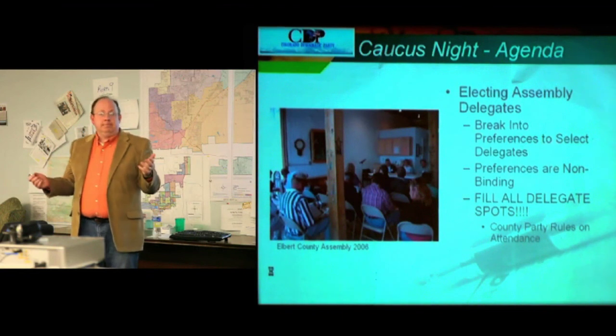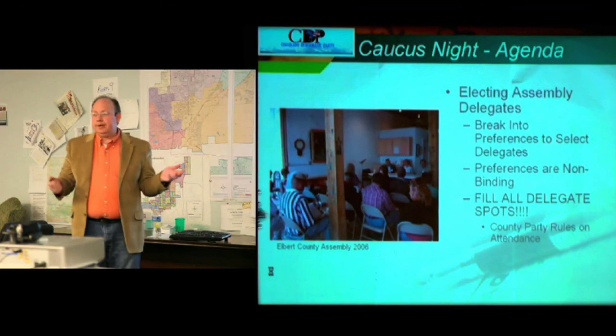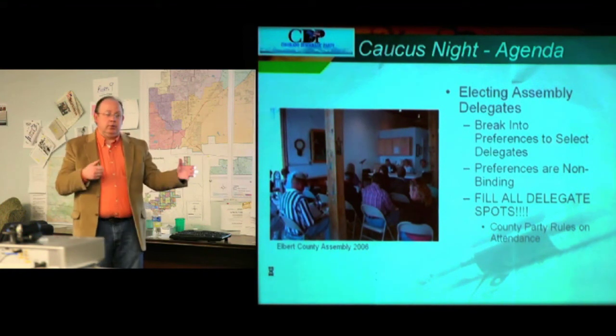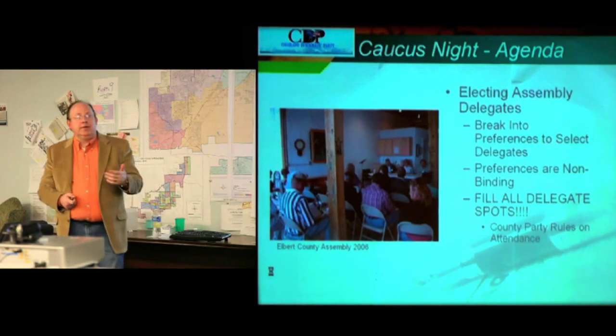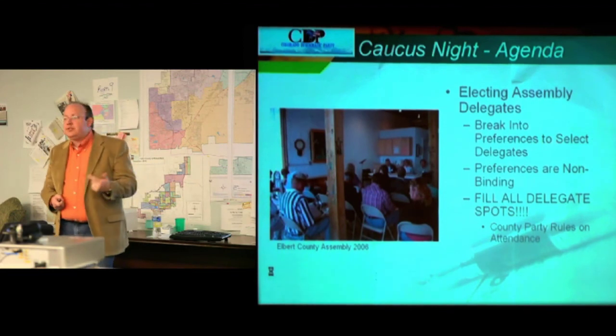So if your group ends up with 3 delegates, you need to get together with your group of people and figure out who those 3 people are going to be. Because 3 delegates doesn't mean anything if you don't actually elect people to be those delegates.